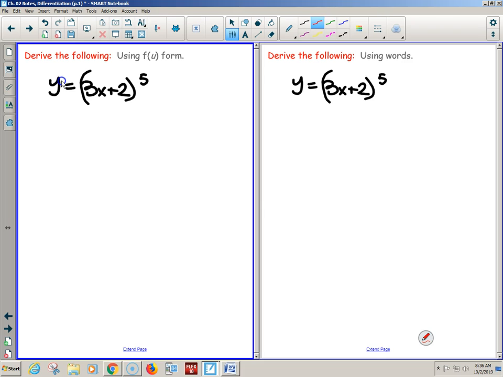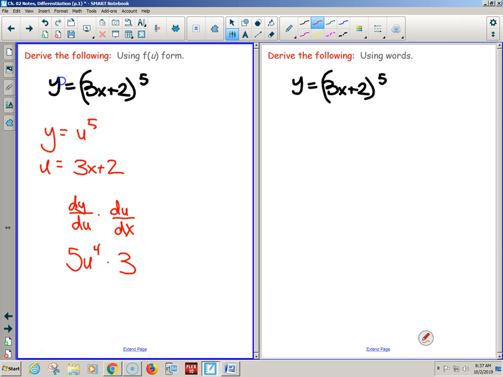If I was to say my f of u form, or if you want, you can think of your y form. Couldn't I say y is equal to u to the 5th and u is equal to 3x plus 2? You guys agree? And couldn't I do my dy/du times du/dx? Not that you have to write this every time, but just do it, right, guys? What's the derivative of that? 5u to the 4th times 3. And then ask yourself, well, who is u?